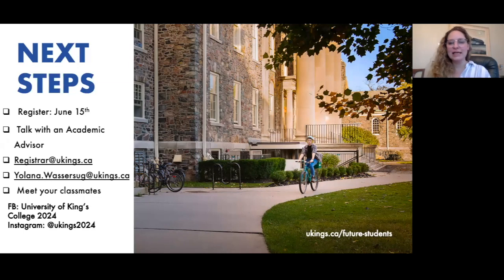But the thing I really want to highlight is that a group of incoming King's students, and I don't know who these students are, they were anonymous to me, but some amazing students out there started Facebook and Instagram groups for your year at King's, for the people who are starting in 2020 and who are the graduating class of 2024. If you want to find them on Facebook, search for University of King's College 2024. You can find them on Instagram at UKings2024. You can start getting to know your future classmates. I just adore that group. I think it's awesome that people are sending each other pictures and profiles and talking to each other. So I definitely encourage you, if you are not already following those groups, to do it.